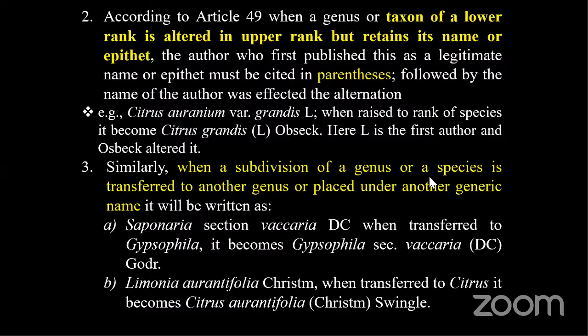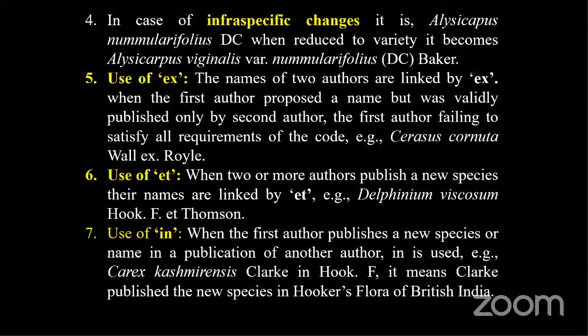Then according to Article 49, when a taxon of a lower rank is altered, the name of the second author is given after the parenthesis. Say, for example, Citrus aurea variety grandis L., when raised to the rank of a species, it becomes Citrus grandis. L is the first author, but actually Osbeck made this change, and that's why the first author name is in a parenthesis, in a bracket, and the second author who made the change, his name is also there. So it is also commonly called as double citation. Likewise, if a taxon is altered, either the subdivision or the family or any other particular case, such names should be there as a double citation.